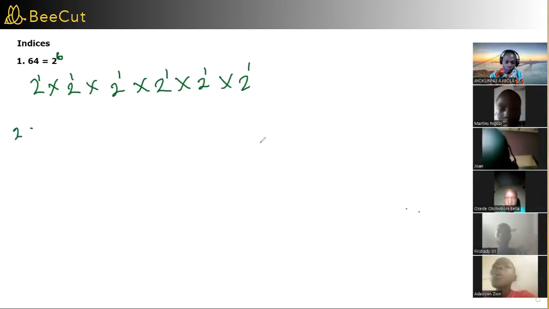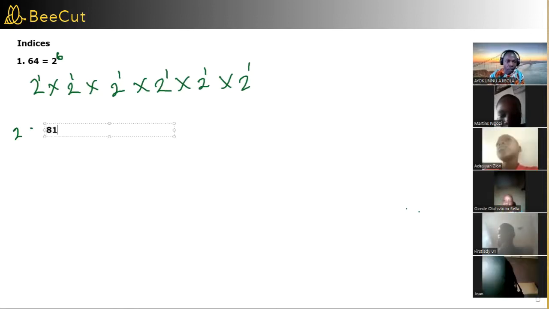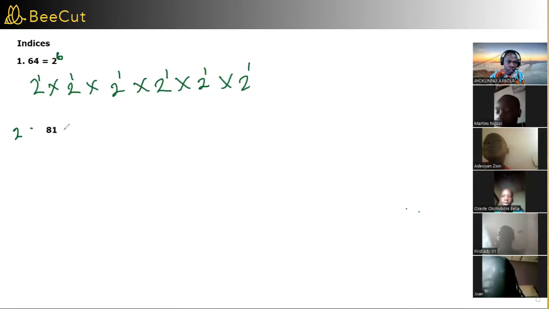Number 2. What happens to number 2? What question is there? 81. Okay, very good. So number 2 is 81. And the base number for 81 is 3. The base number for 81 is what? 3. Very good. So the base number for 81 is 3. That is, 3 is the smallest factor of 81.